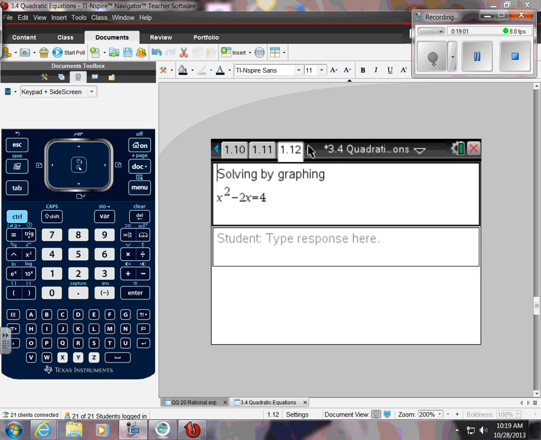What are you going to have to do before you can graph it, obviously? Set it equal to zero. Okay.